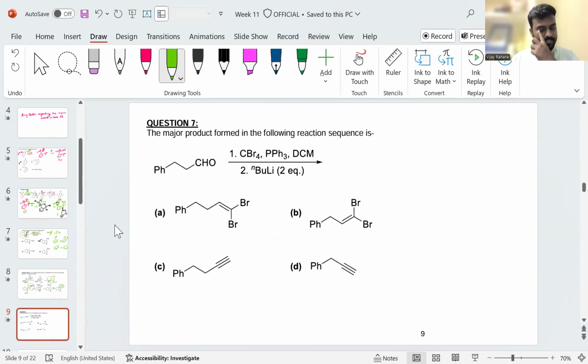So we take the next question, and this is based on a concept of one of the questions we have seen earlier, last week. So what is the major product formed in the following reaction? If you look at the reaction sequence, we have the aldehyde group, and this is one of the named reactions. When an aldehyde reacts with CBr4, PPh3, and DCM, it leads to the formation of PhCH2. Now in this case, CH2.